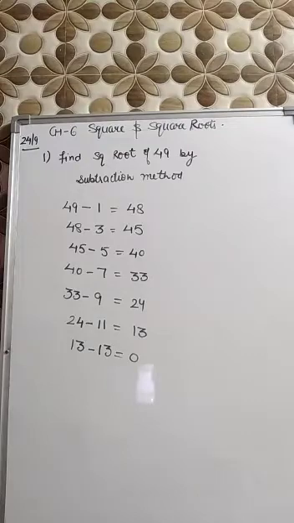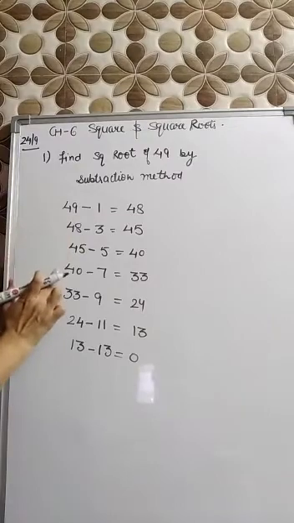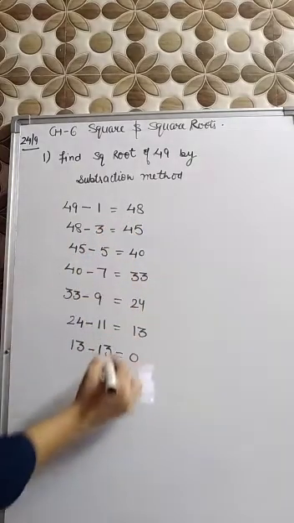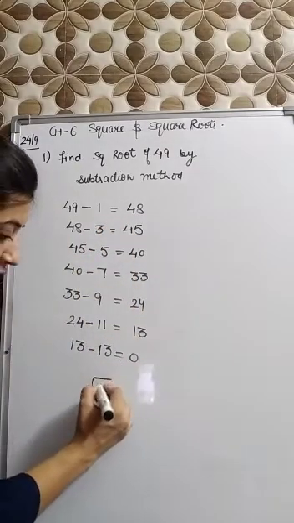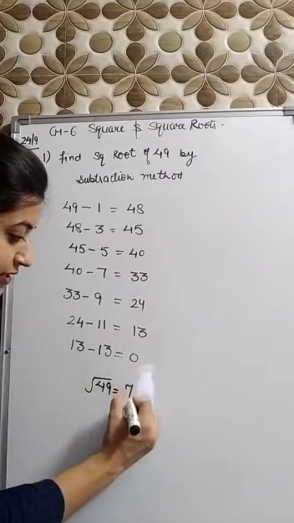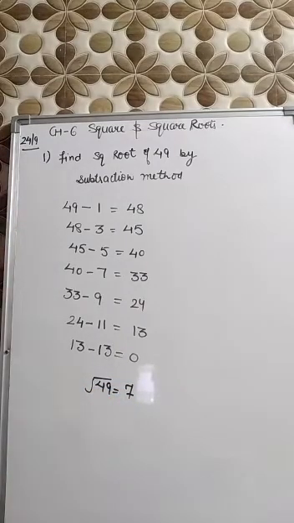So we are getting 0 in 7 steps. You can count the steps: 1, 2, 3, 4, 5, 6, 7. We are getting 0 in 7 steps. So the square root of 49 is 7.